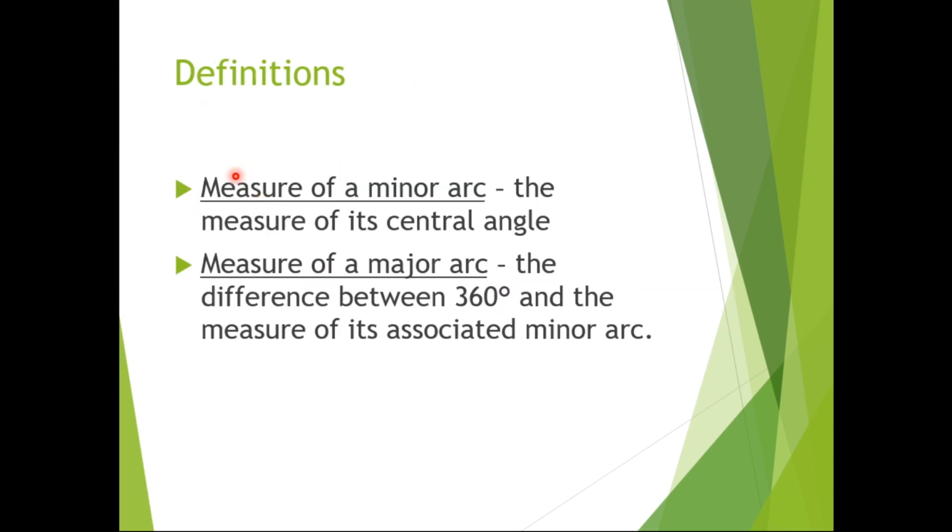Last, before we go to the example, when you talk about the measure of a minor arc, that is the measure of its central angle. So, kanang angle nga nasa tunga, kung pilay sukod niya, okay, kung pilay ang angle, mao pod ang imuang sukod or measure sa minor arc. While ang measure sa major arc, that is the difference between 360 degrees and the measure of its associated minor arc, or 360 degrees minus the measurement of its associated minor arc.